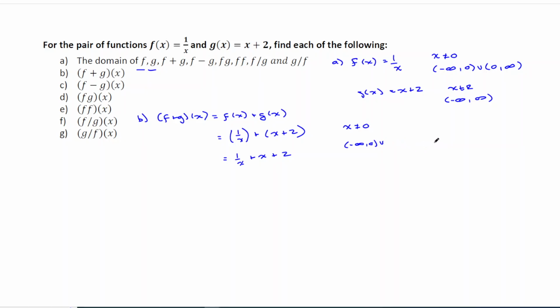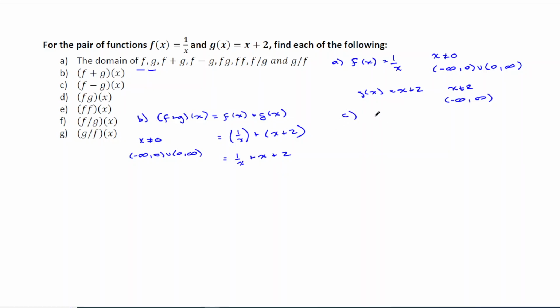I'm just going to write that. I'm conscious of how much space I have on this page. I'm just going to put the domain here. So the domain is that x cannot equal 0, but it can be everything from negative infinity to 0 and 0 to infinity. All right, let's look at C.